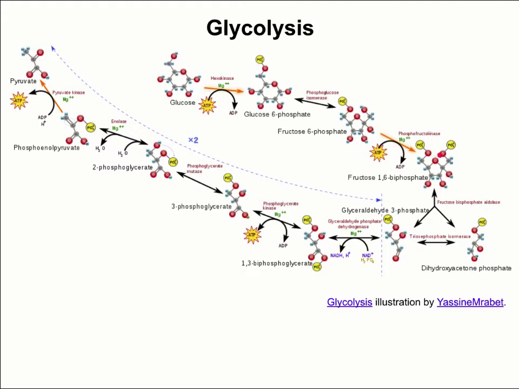That 6-carbon sugar is then broken down into 2 3-carbon sugars. The rest of the pathway shows what happens to one of those 3-carbon molecules, so keep in mind that these steps are happening twice.